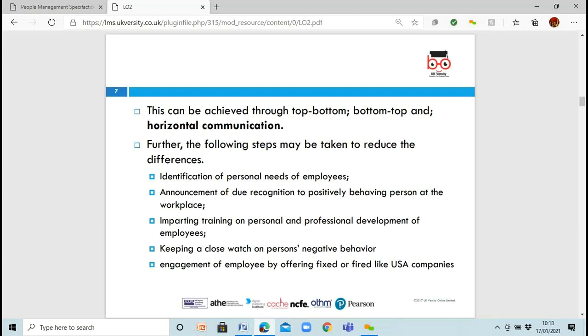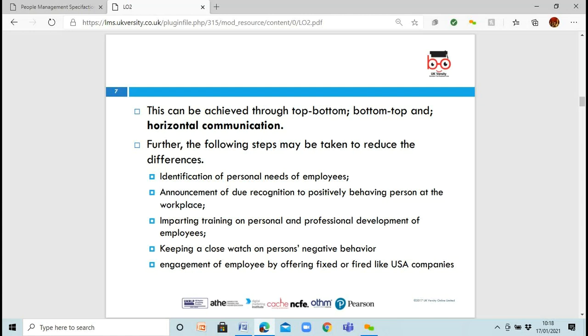So this can be achieved through the top-bottom, bottom-top, and horizontal communication. So these are the steps that can be taken to reduce the differences. So identify the personal needs of your employees. Announcement of due recognition. So if there's somebody who's been fantastic in your workplace who deserves an announcement or deserves to be recognized, do that.